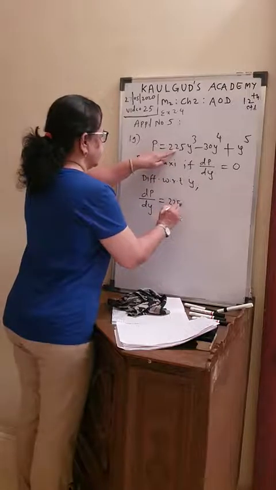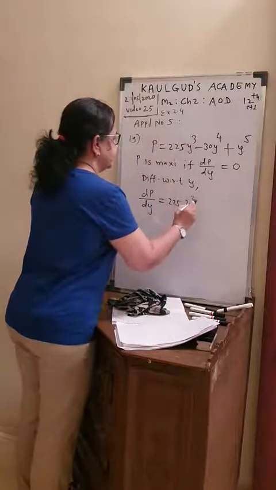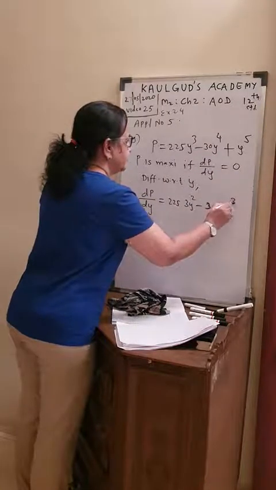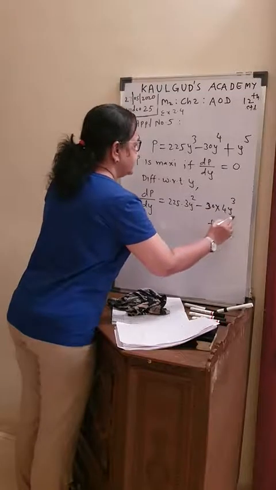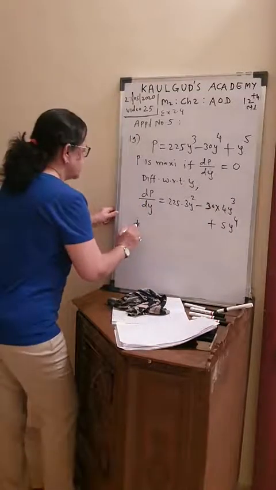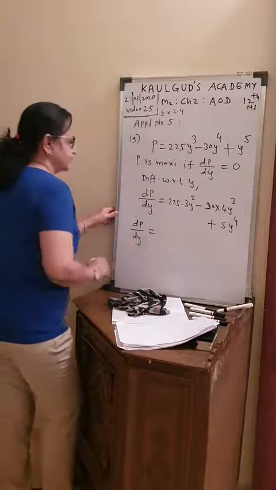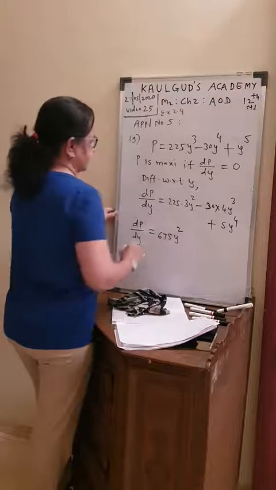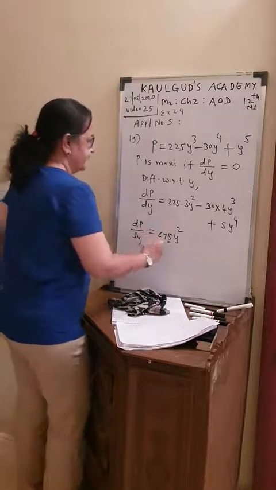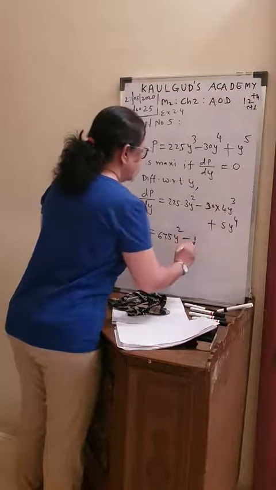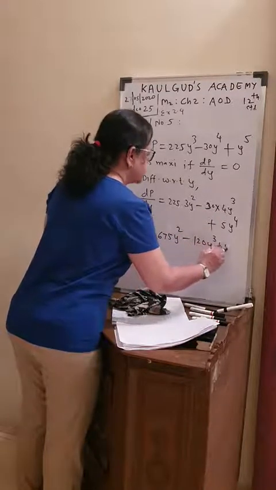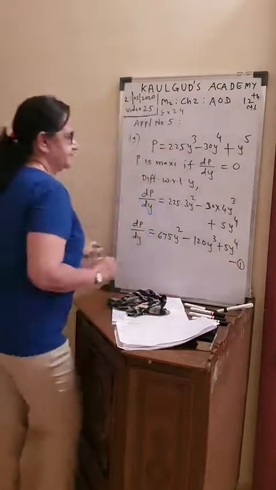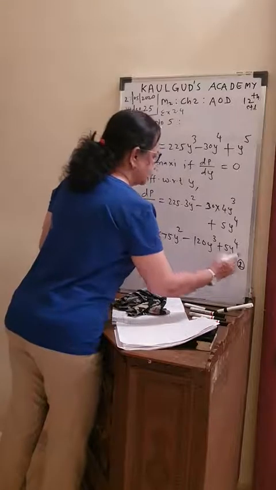225 is a constant. Y cube gives 3y square, minus 30 into y raised to 4 gives 4y cube, plus y raised to 5 gives 5y raised to 4. So how much is dp by dy? Observe, 225 into 3, 675 y square, minus 30 into 4, 120 y cube, and plus 5 y raised to 4. That is dp by dy. Call this step number 1. Or, okay, number 2.